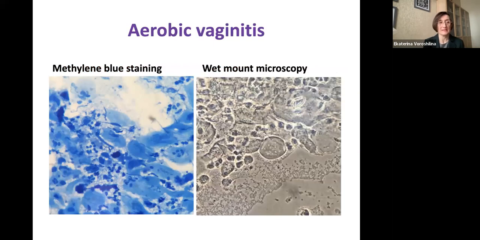Aerobic vaginitis is a form of non-specific vaginitis characterized by vaginal inflammation, increased numbers of leukocytes and parabasal cells, and proportional decrease of lactobacilli in a vaginal smear. The diagnosis is based on wet mount microscopy, and that is subjective.